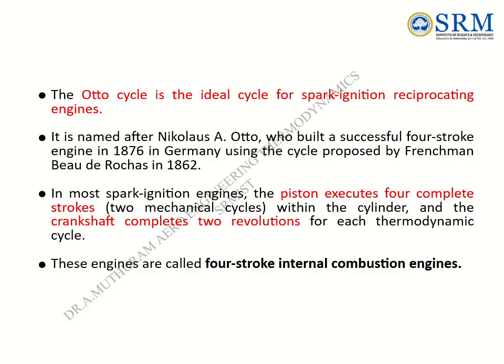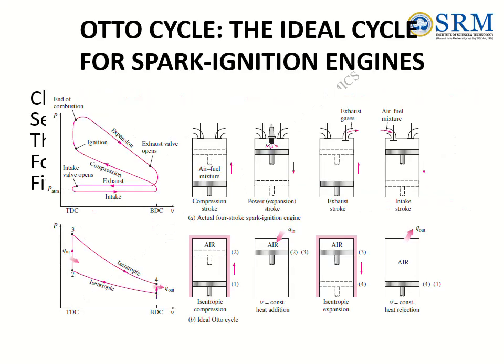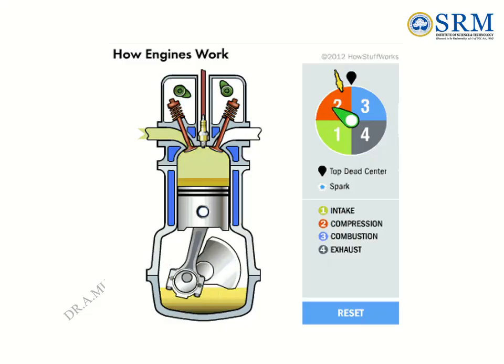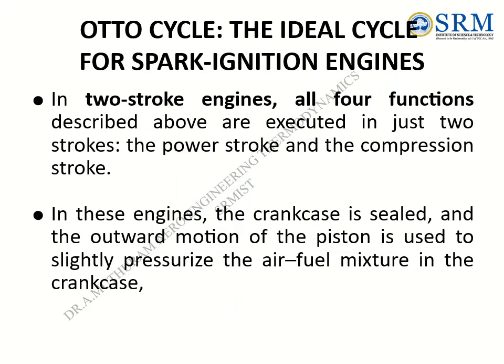These engines are called 4-stroke internal combustion engines. Otto cycle, the ideal cycle for spark ignition engines. In 2-stroke engines, all 4 functions described above are executed in just 2 strokes, the power stroke and the compression stroke. In these engines, the crankcase is sealed, and the outward motion of the piston is used to slightly pressurize the air-fuel mixture in the crankcase.